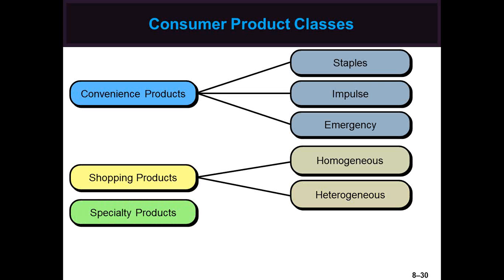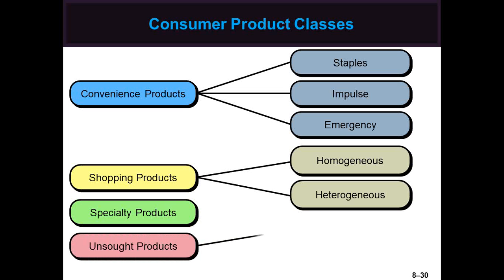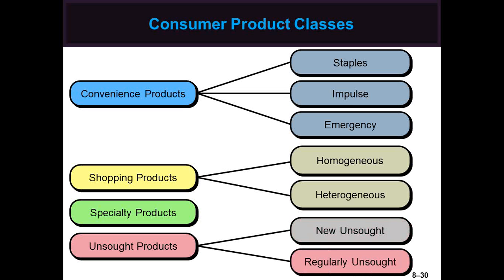Unsought products need promotion. They are those that customers don't want yet or don't know that they can buy. New unsought products represent ideas potential customers don't know about yet. Regularly unsought products are ones that don't motivate customers to seek them out, even though they may need them.